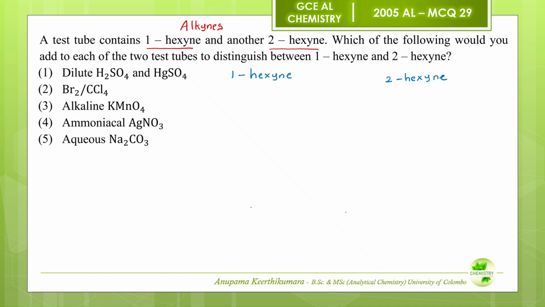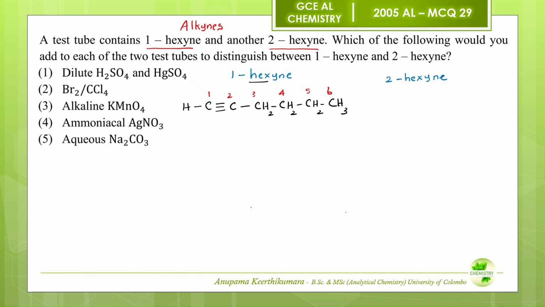First, we will draw the structure of 1-hexyne. Hex means there are 6 carbon atoms in the structure. This is an alkyne. 1-hexyne means there is a triple bond between the first and the second carbon atoms. Now we can complete the structure.